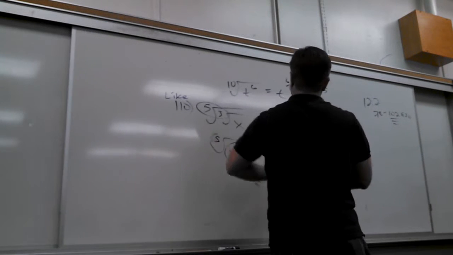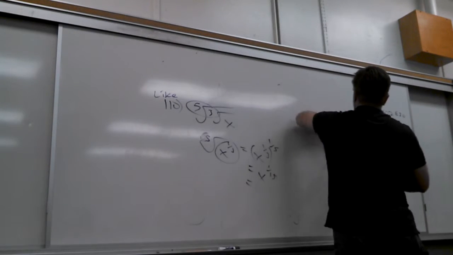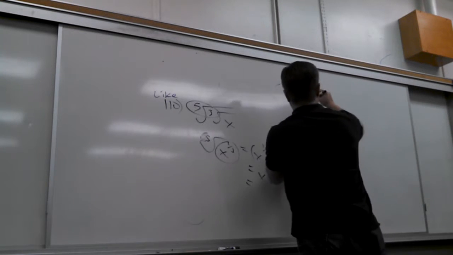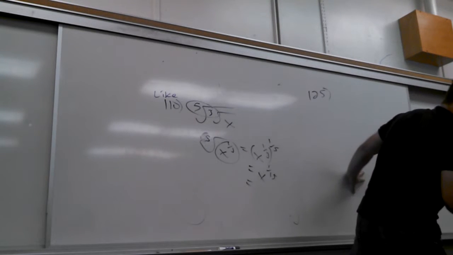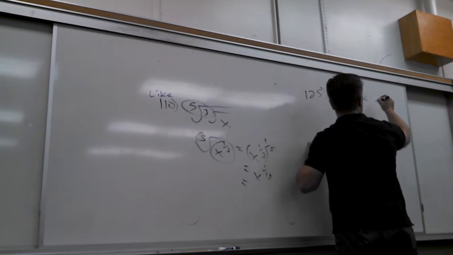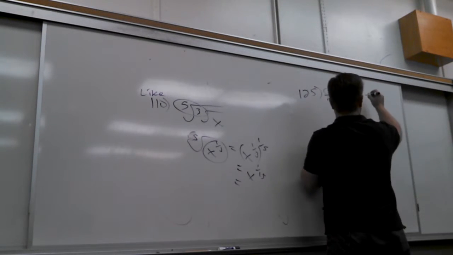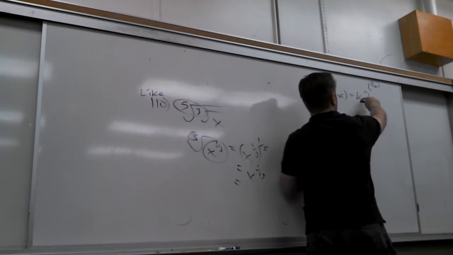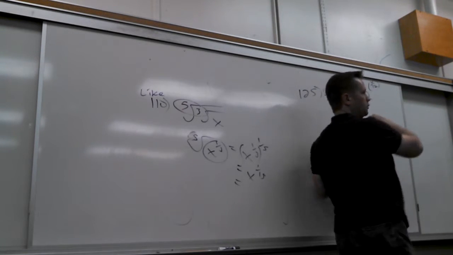Let's see. This is still section 12, too. 125 gives you this formula: k times 2 to the x over 12.